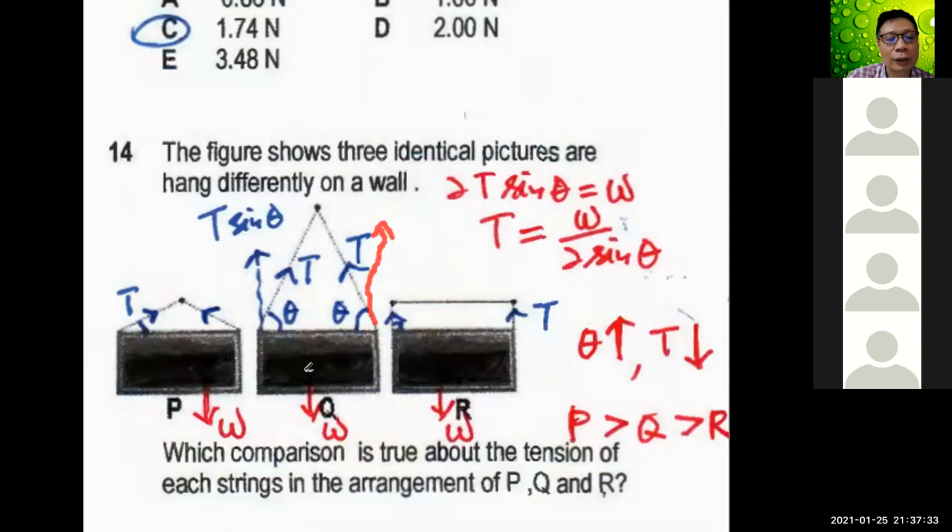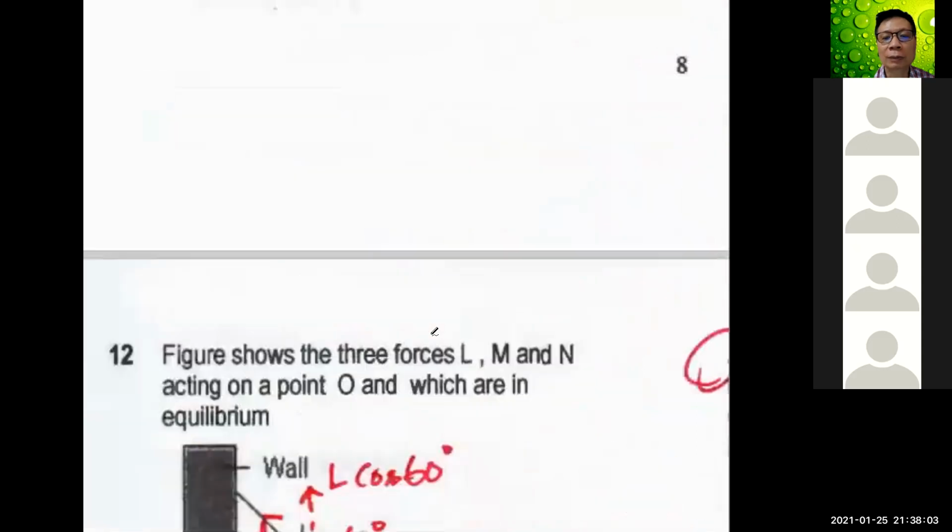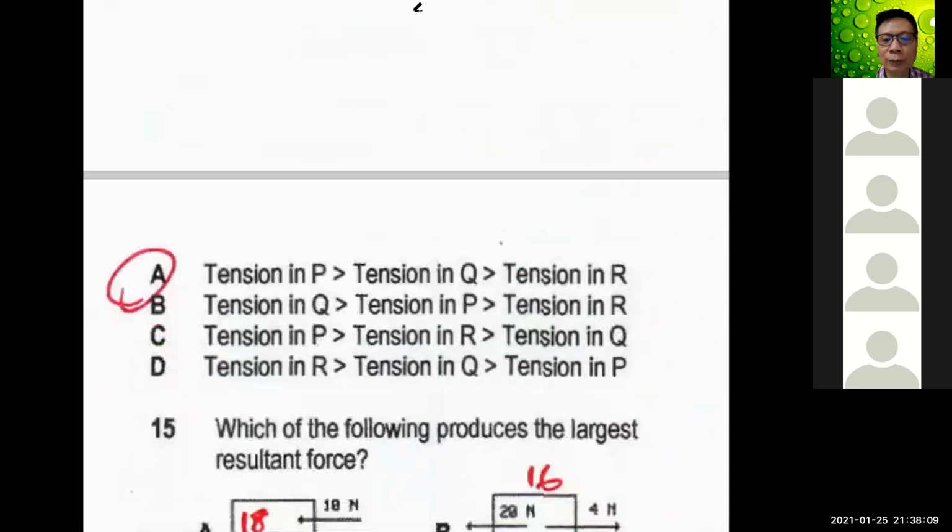Okay, so the answer is the highest tension is here, followed by here. Then this is the smallest tension. So answer A. So next time you remember, hanging, you see, when this angle is small, the tension becomes very high. When the angle is as big as 90 degrees, the tension is very small. Okay, so this question, the answer is A. The next one, number 15, what answer?